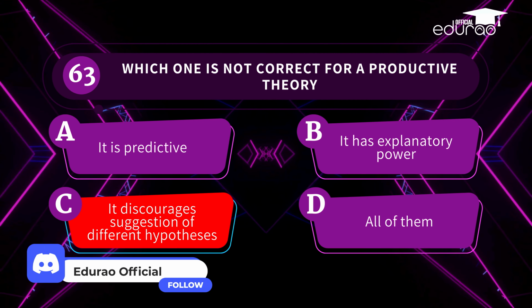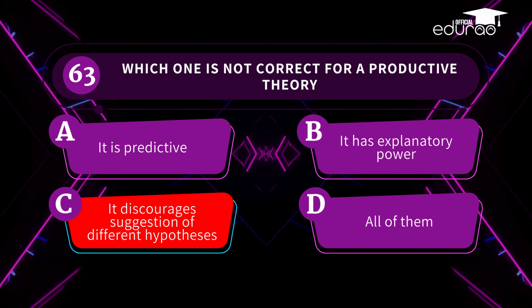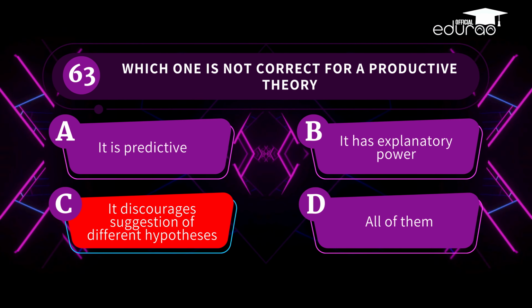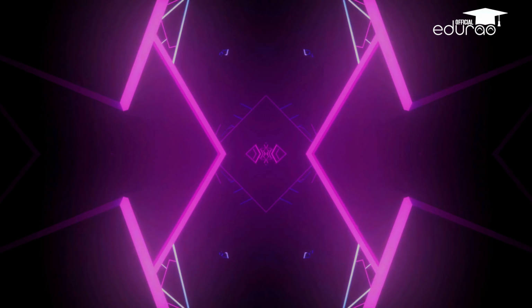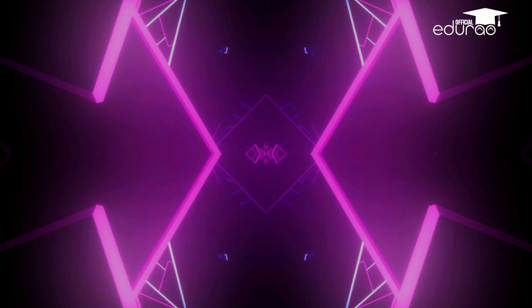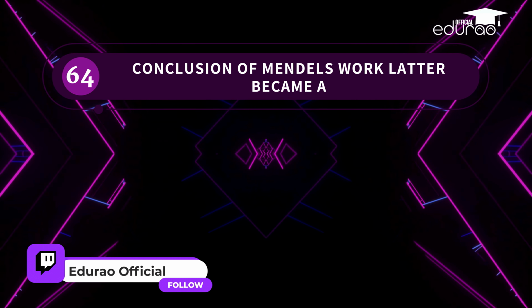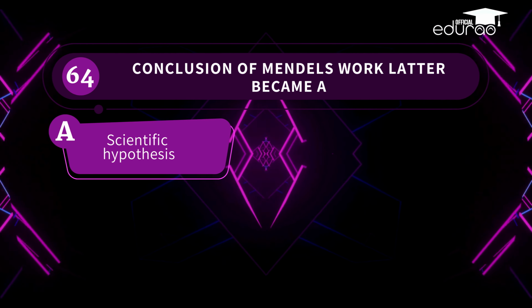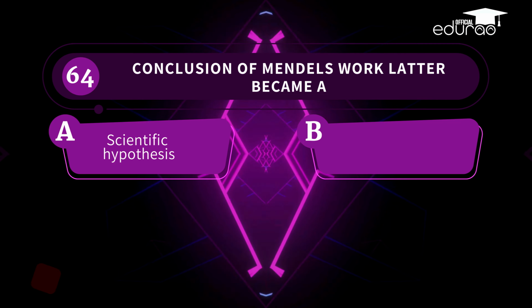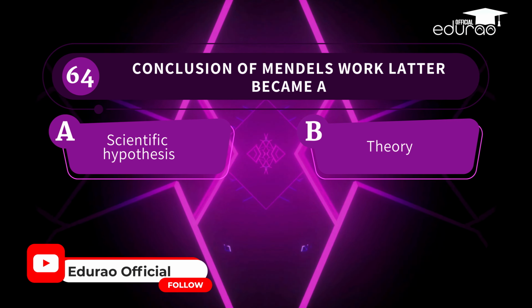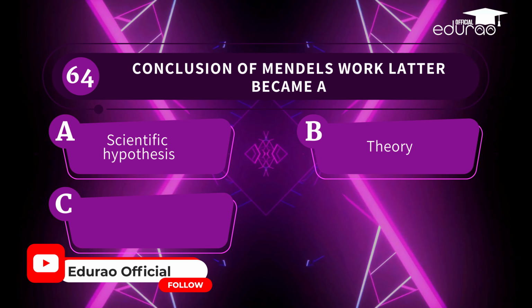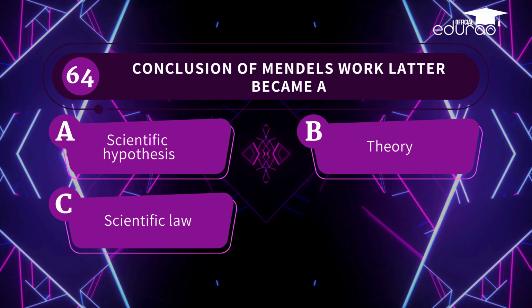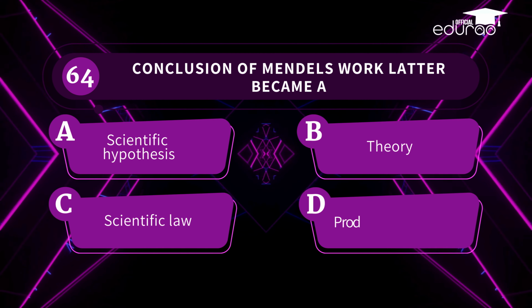You are right. Correct answer is it discourages suggestion of different hypotheses. Question 64. Conclusion of Mendel's work later became A. Scientific hypothesis. B. Theory. C. Scientific law. D. Productive theory.